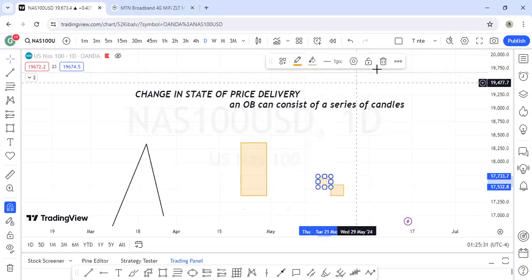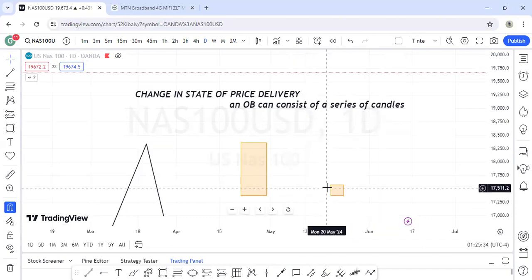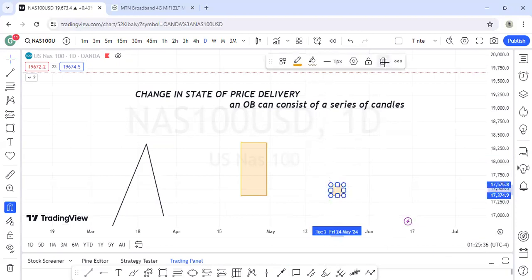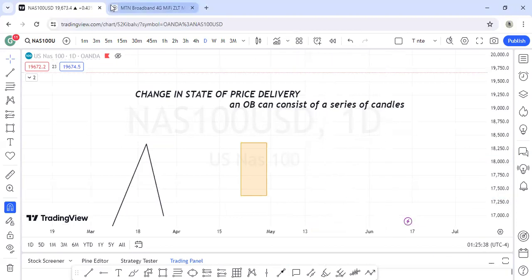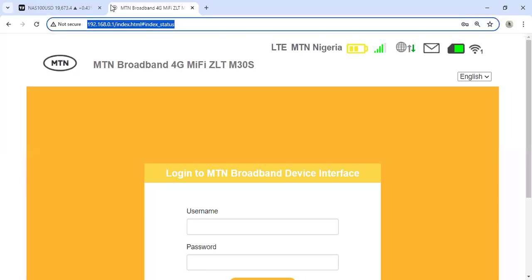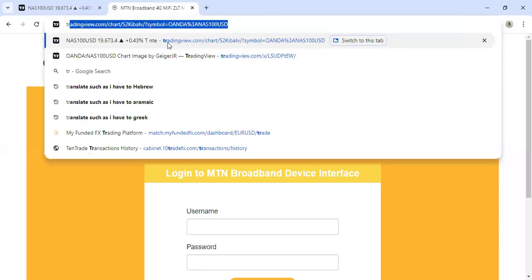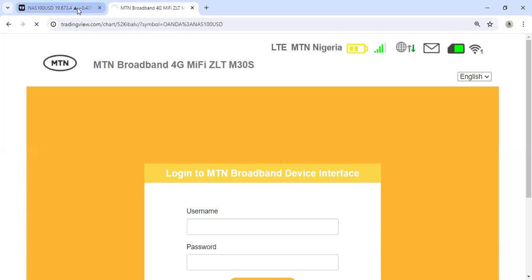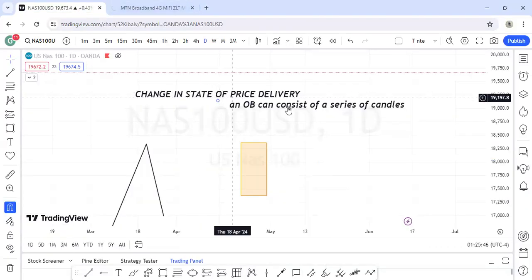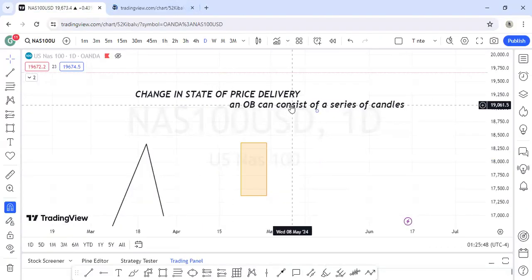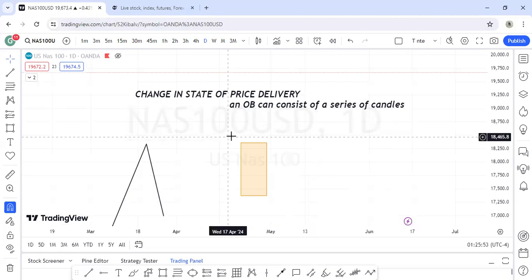Now, I will teach you practically how you can be more precise in knowing the particular point to pick. Let me open up TradingView on another side. So an order block can consist of a series of candles. It's not necessarily that last up candle.